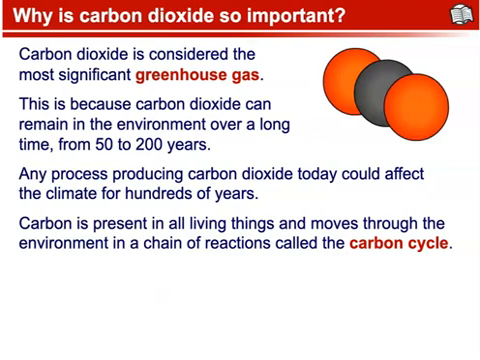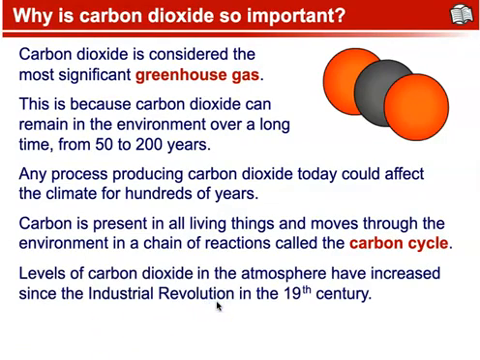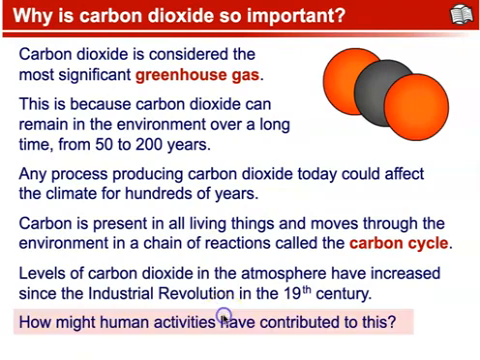Carbon is present in all living things and moves through the environment in a chain of reactions called the carbon cycle. Levels of carbon dioxide in the atmosphere have increased since the Industrial Revolution in the 19th century. So how might human activities have contributed to this?